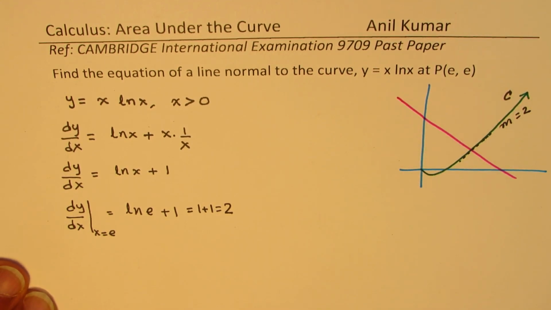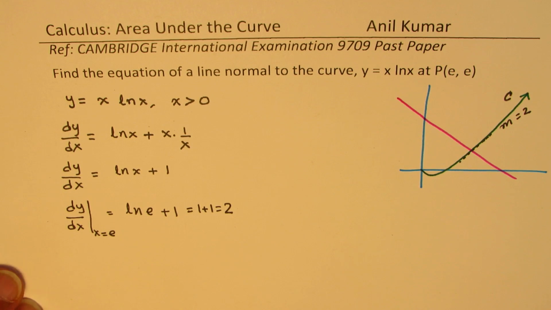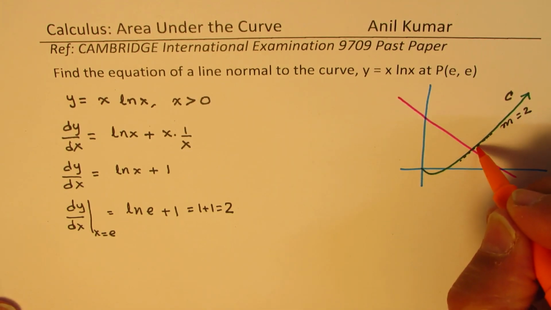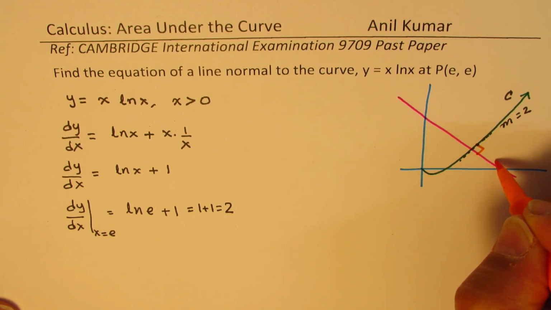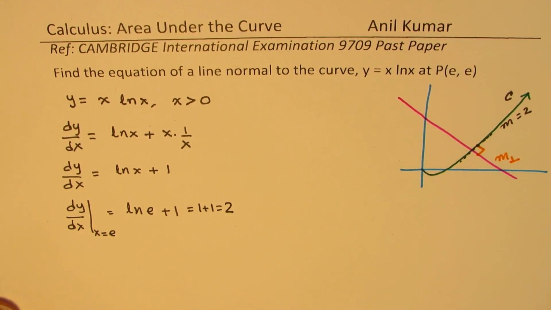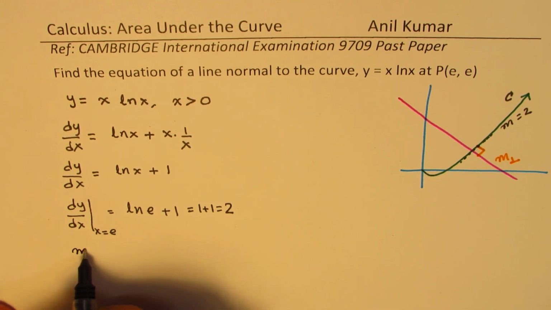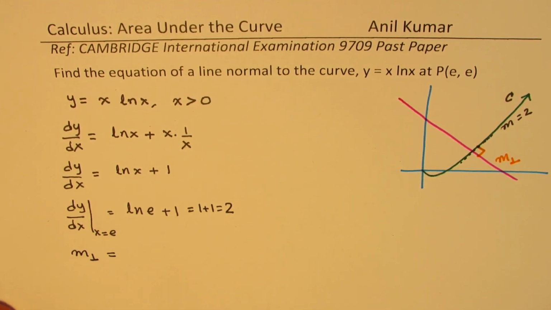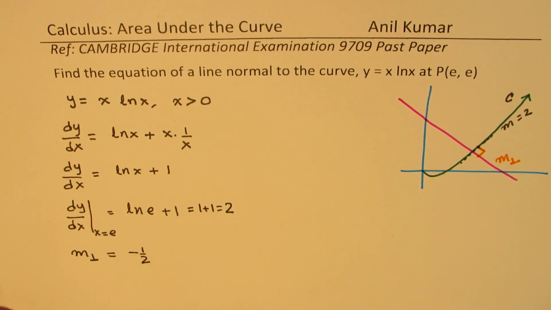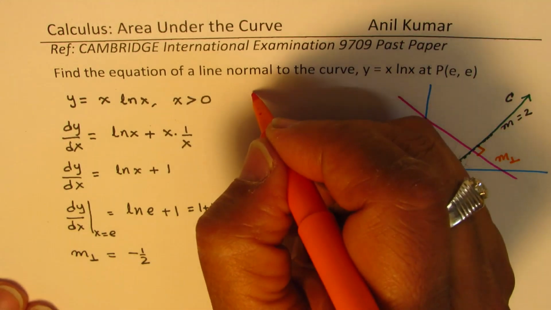So what should be the slope of the normal? Normal will be the negative reciprocal, correct? We want to find this slope, m, of the normal. So the slope of the normal line, the perpendicular line, will be negative half. So we know the slope of this line. Now let's find the equation of this line.